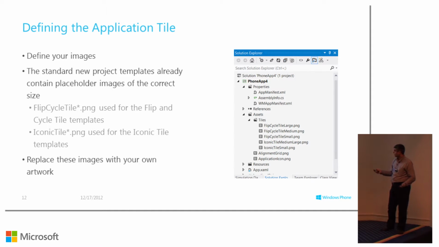Right? So if you see here, you have the flip cycle. You have three of them: small, medium and large. And then for the iconic, you have small and medium. Clear?